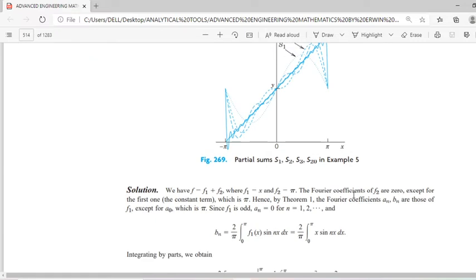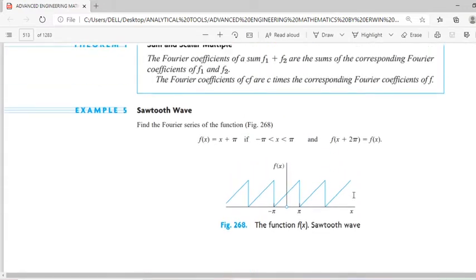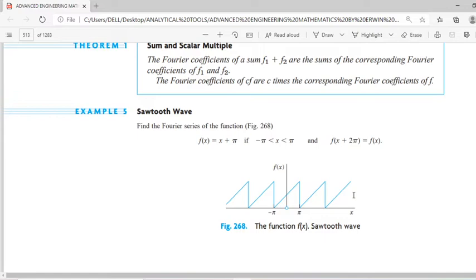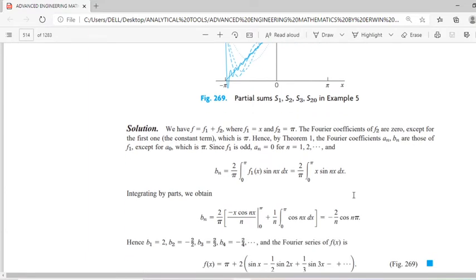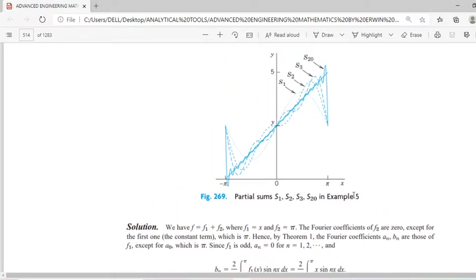So let us consider the function in this form. f of x equals f1 of x plus f2 of x. What is f1 of x? f1 of x equals x and f2 of x equals pi. So we can split this function into two terms. In that case, we can try to find the Fourier coefficients. So instead of f, we can substitute f1 and f2. Okay, so this is the format of the function.